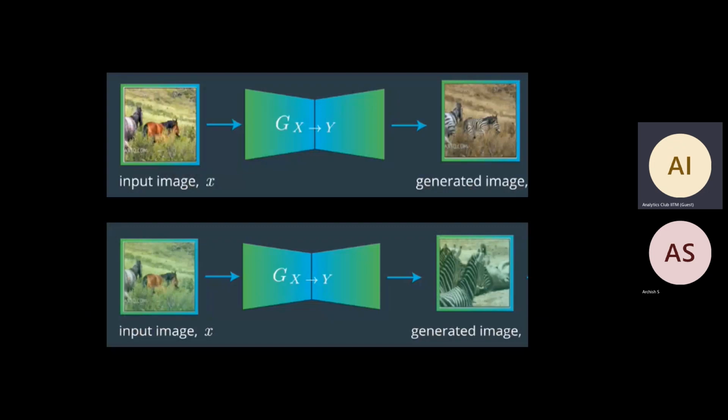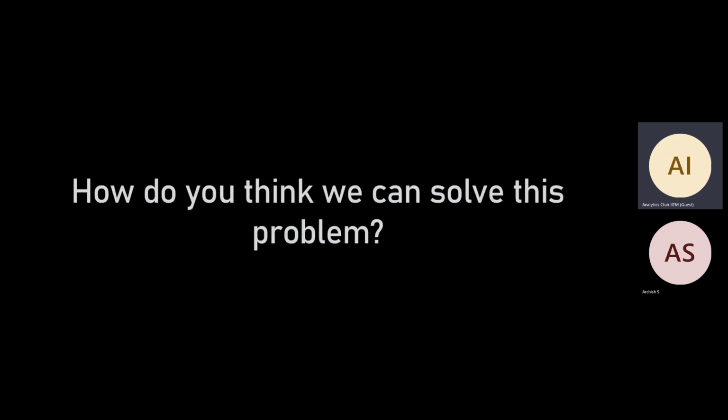I would like you to divide yourselves into groups of 4 or 5 and think over a solution for this. I'll give you 5 to 10 minutes. How do you think we can solve this problem from what we've learned, like generators and discriminators? How do you think we can solve the problem of getting multiple outputs for a single input and vice versa?